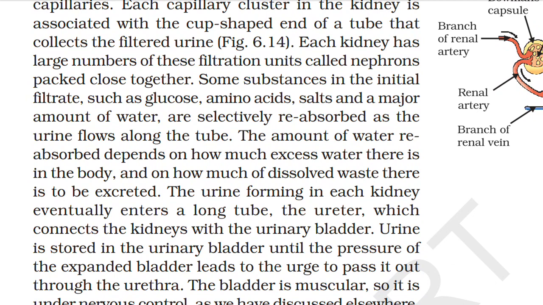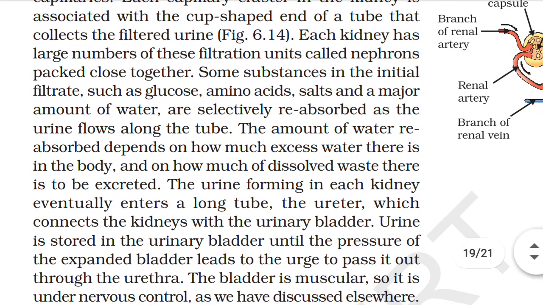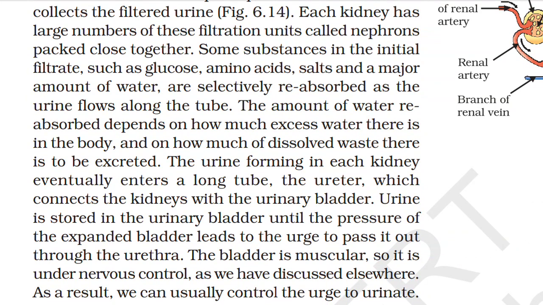Some substances in the initial filtrate, such as glucose, amino acids, salts, and a major amount of water, are selectively reabsorbed as the urine flows along the tube. The amount of water reabsorbed depends on how much excess water there is in the body and on how much dissolved waste there is to be excreted.